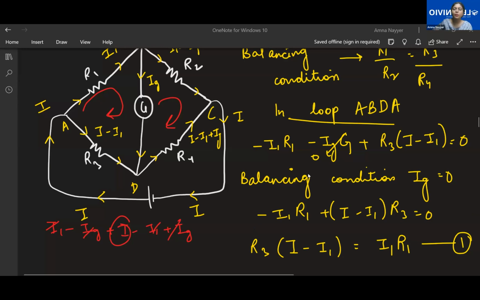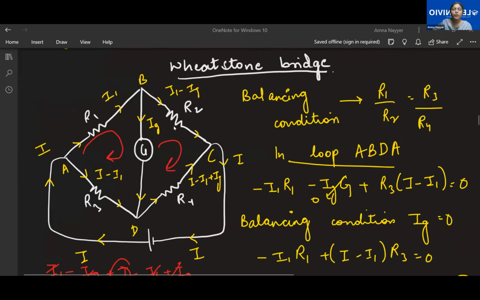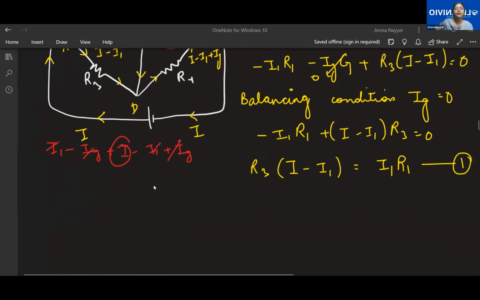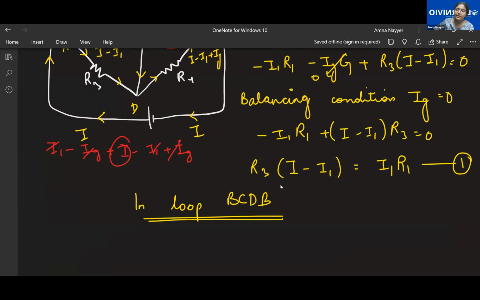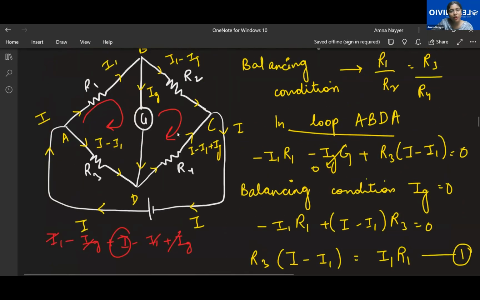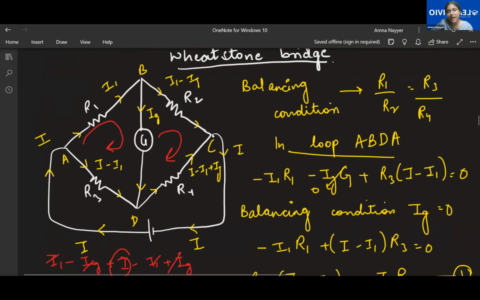All right. Now let's come to the second loop. We are going from B, C, D, B, right? In the loop B, C, D, B, let's follow the rule. From B to C, I am going from B to C and current is also going from B to C. Aisha, can you tell me, will the potential be negative or positive for B to C?